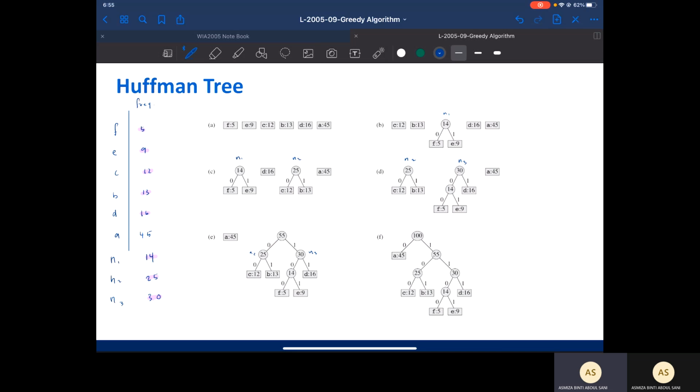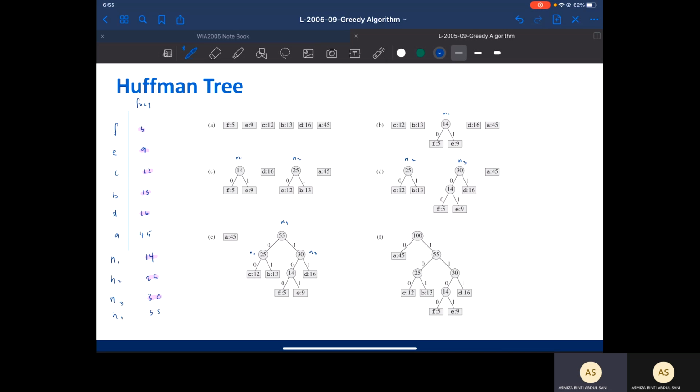Okay, so since we chose N1, and sorry, N2 and N3 is the next smallest thing, we're going to combine this N2 and N3. We're going to take this value and total up. So now we're going to create N4 of value 55.